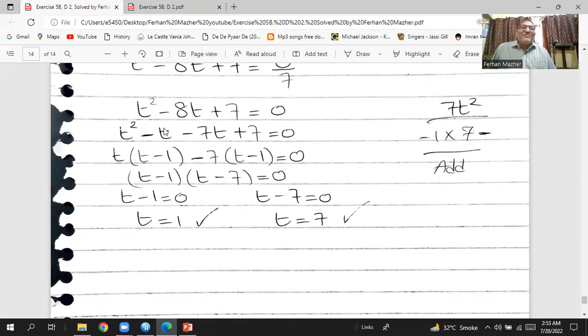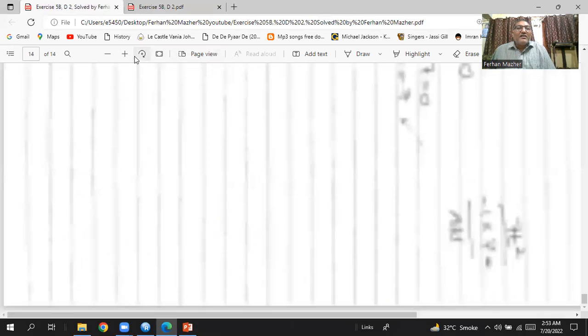So you will have t square minus 1t minus 7t plus 7 equals 0. From the first two terms, the t is common. So in the bracket, you are left with t minus 1. And in the last two terms, minus 7 is common. So in the bracket, you are left with t minus 1. So from this and this term, the t minus 1 bracket is common. So take it common. From here in the second bracket, you will have t, and from here, you will have minus 7 in the second bracket.